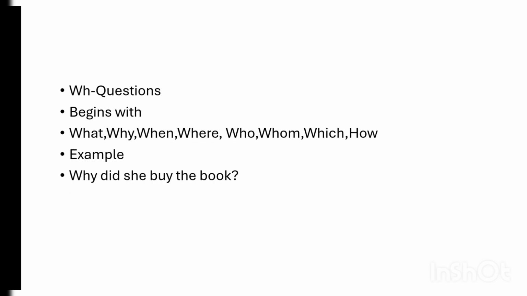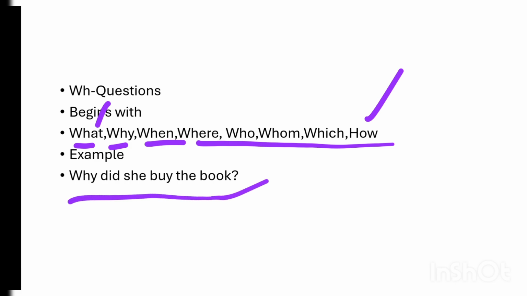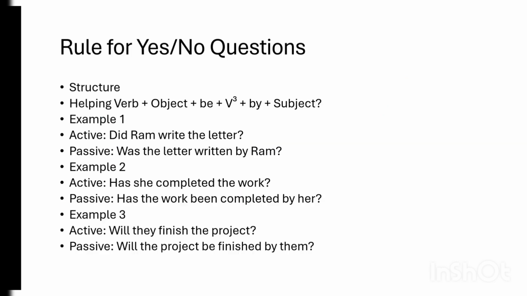Now, WH questions begin with what, when, where, who, whom, which, how. How is also included in WH words. For example, why did she buy the book? Now here, if you need to answer this question, you have to tell in detail why. So that's why these are called open-ended questions.